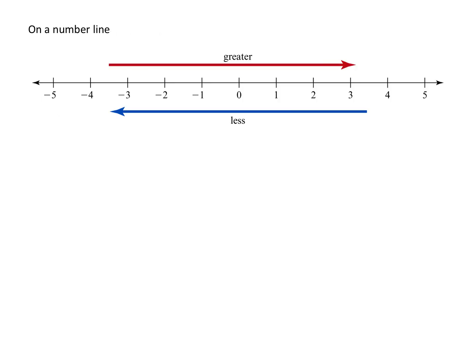On a number line, numbers to the right are always greater than numbers to the left. So for the -5 and -3 example, here's -5, here's -3. Negative 5 is to the left of negative 3, so it is less than negative 3.